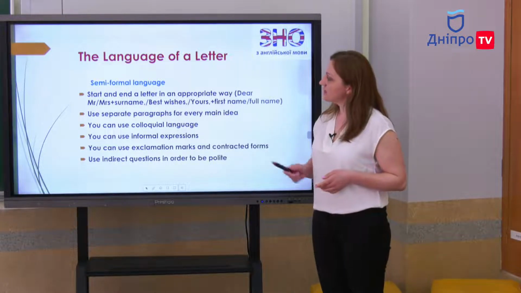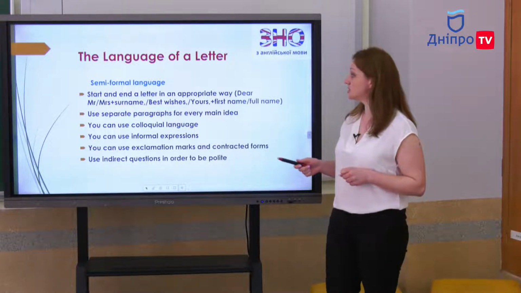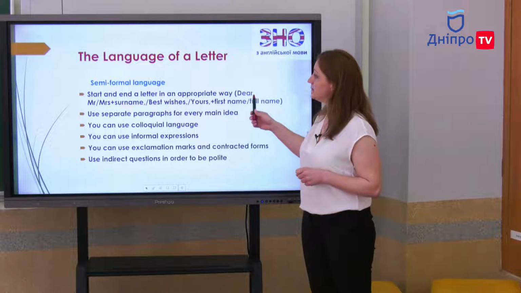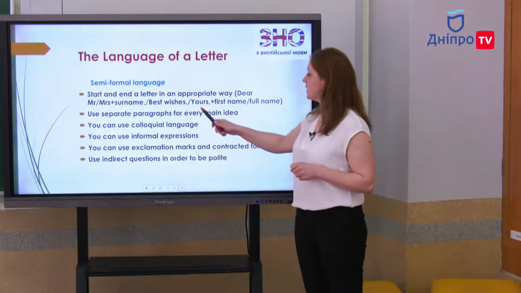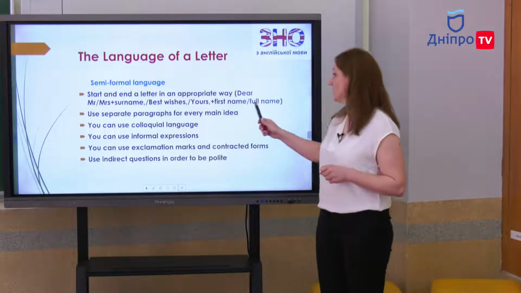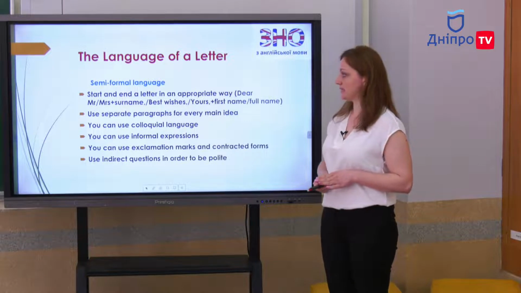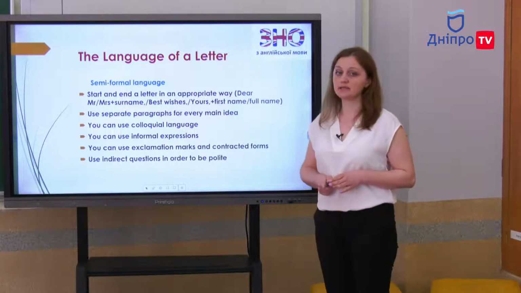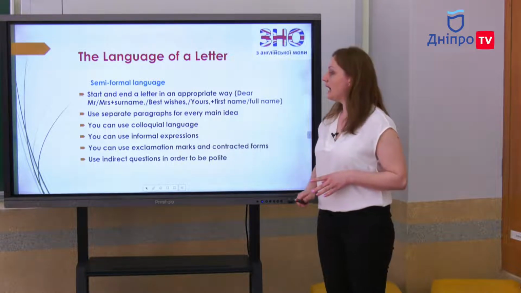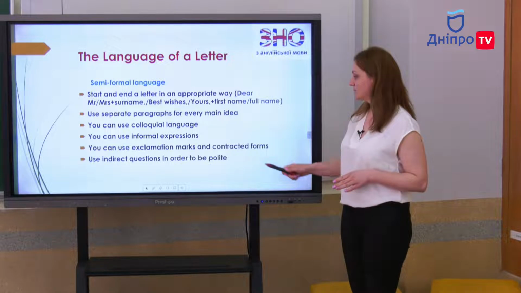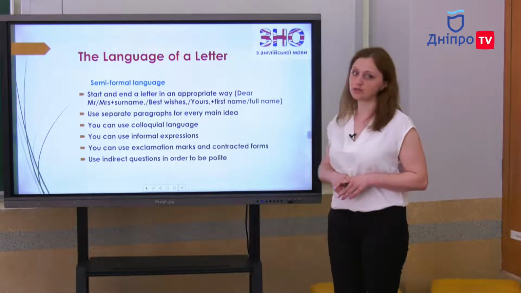Okay, so to start a semi-formal letter, you can use such words as dear Mr. or Mrs. plus surname. At the end you can write best wishes, yours, plus first name or a full name. Also use separate paragraphs for every main idea. Here in this type of letter we can use colloquial language and informal expressions. You can use exclamation marks and contracted forms, but use indirect questions in order to be polite.